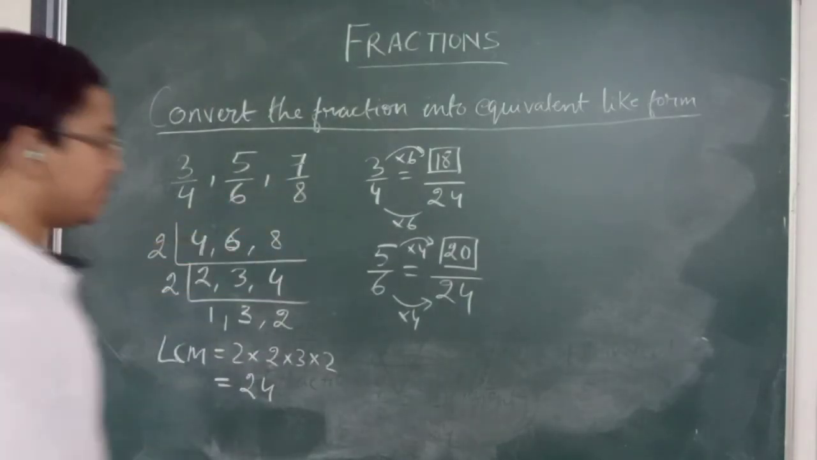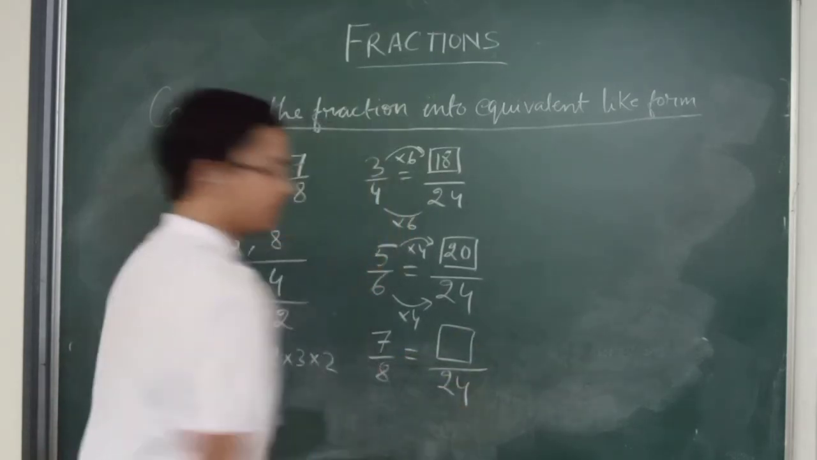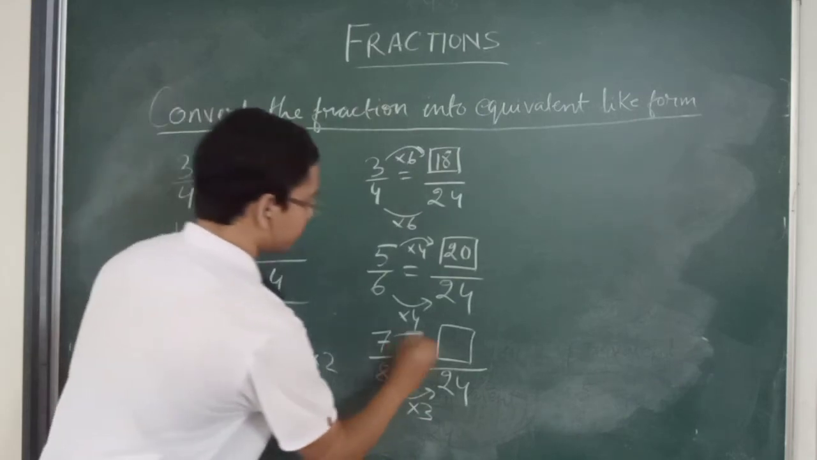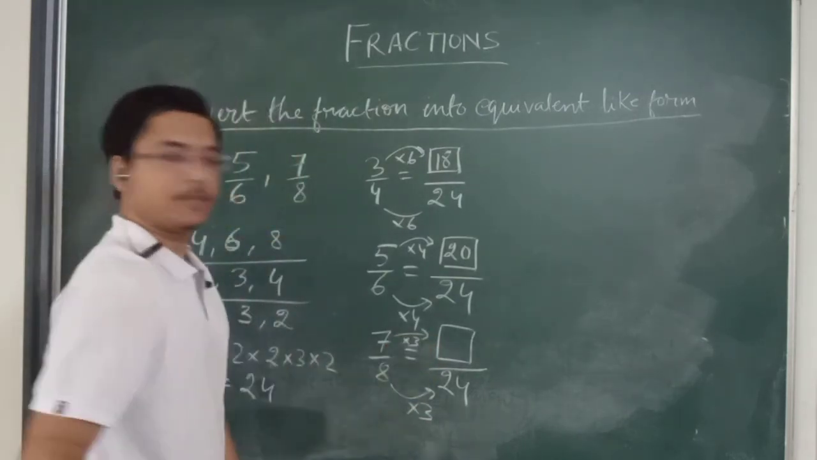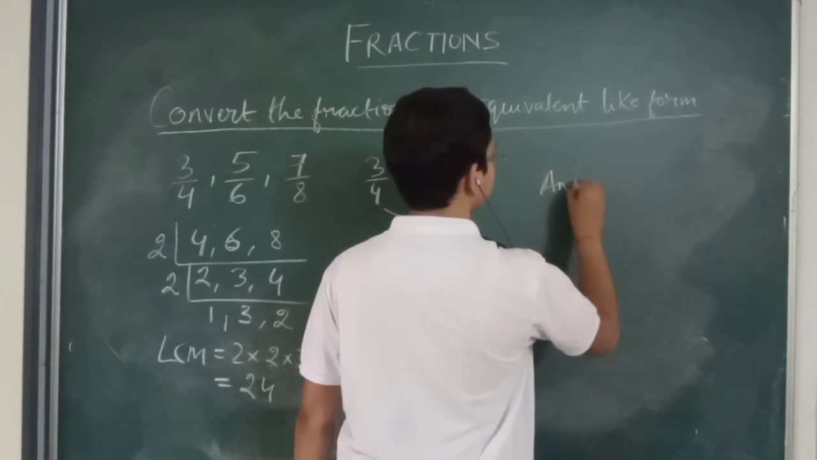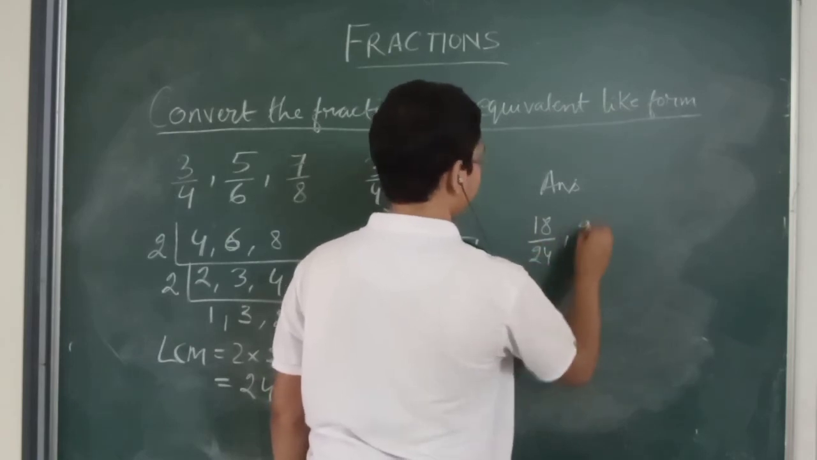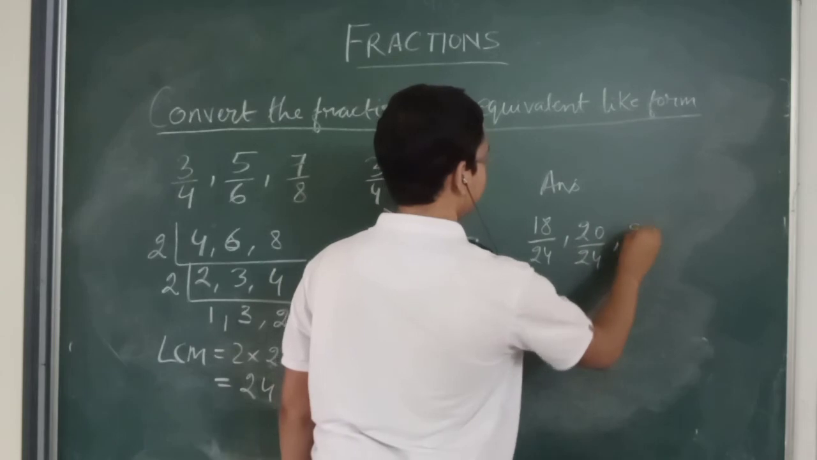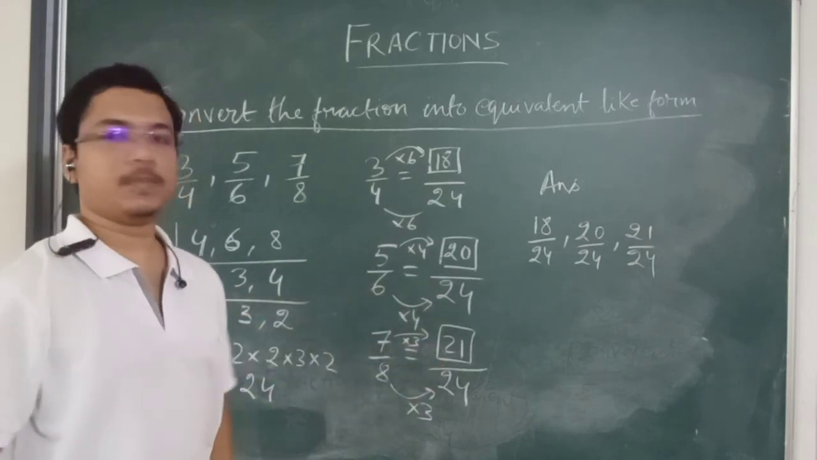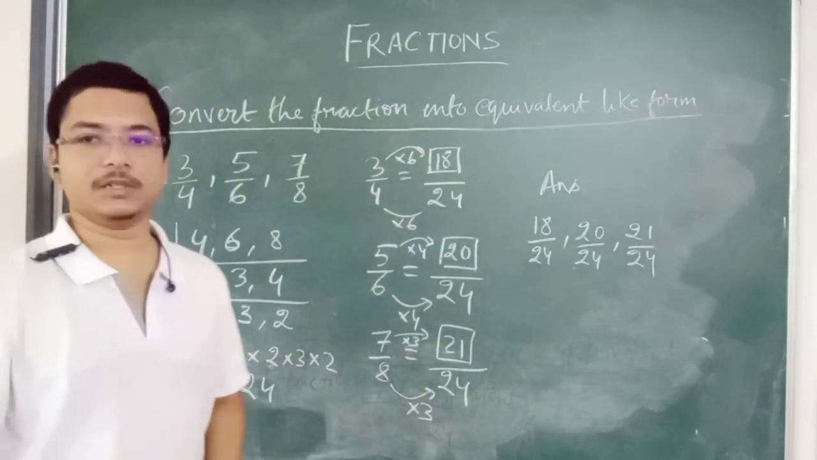And 7 by 8 equal to something by 24. So 8 multiplied how many times is 24? 8 multiplied 3 times is 24. So above also you have to multiply 3. So 7 into 3 is 21. Okay. So your answer will be 18 by 24, 20 by 24 and 21 by 24. So these are having the same denominator 24, so they are equivalent like fractions.